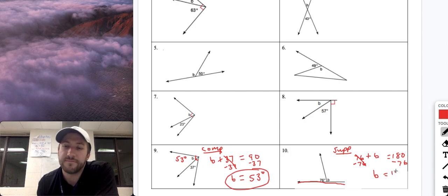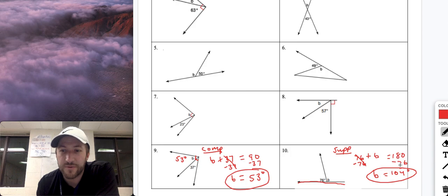No, wait. No, that's right, 104 degrees. There we go. Trying to do it in my head, which is not a problem. I just left my calculator over there on the table. So 104 degrees plus 76 would give you 180 degrees. So we're good to go.